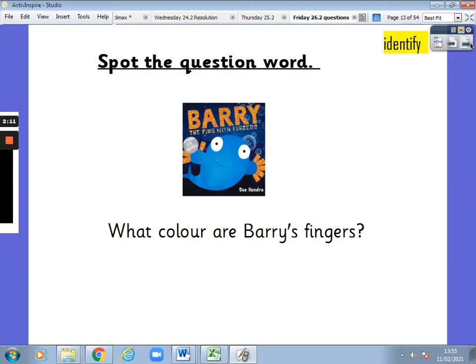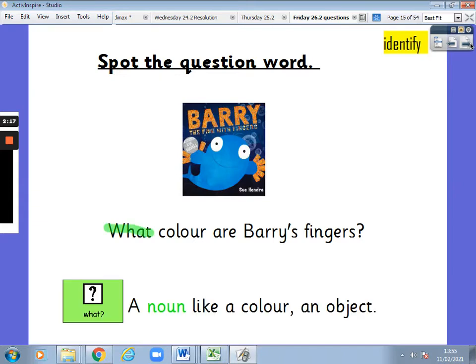Spot the question words. What color are Barry's fingers? What is the question word? Well done. The answer that we're looking for is a noun like a color or an object. What color are Barry's fingers? Barry's fingers are orange.